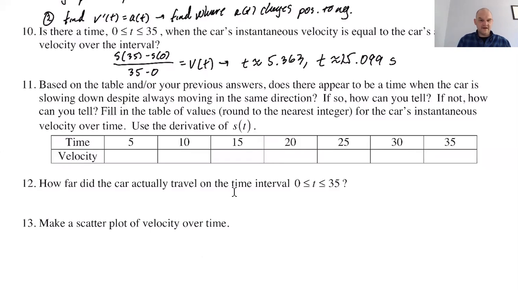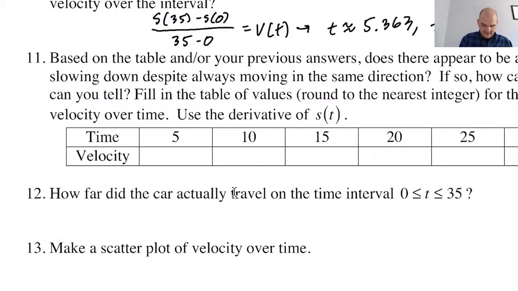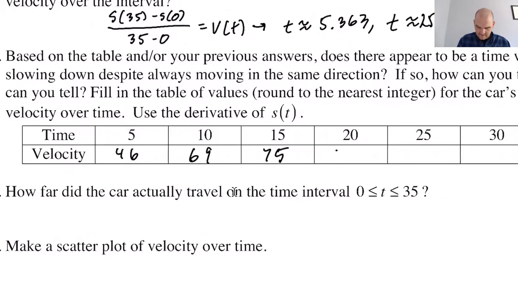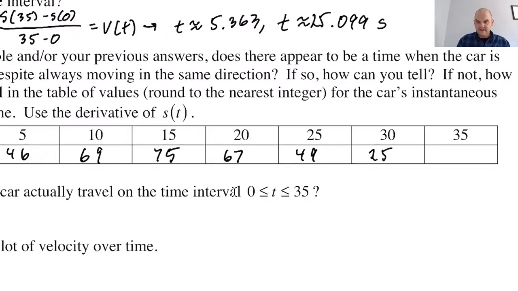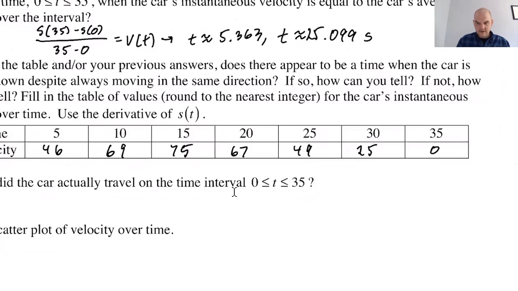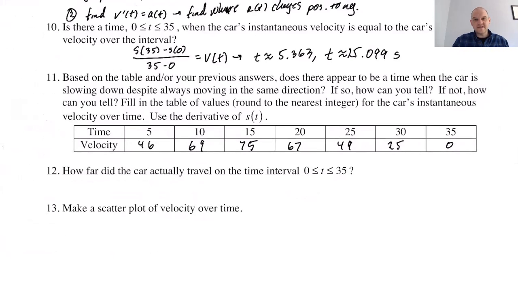All right, so let's see. To the nearest integer, we're going to get 46. Then we're going to get 69. And then we're going to get 75. And then 67. And then 49. I have to scroll the calculator for a second. Hold on. So 49, and then after 49, I'm going to get 25. And then after that, I'm going to get 0, because I'm rounding. So you're basically at 0 when you get there. So let's see what the next thing says.